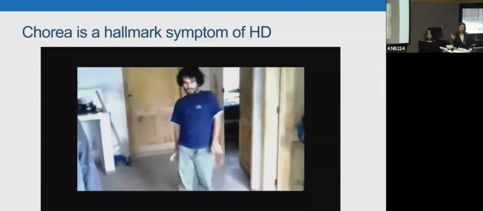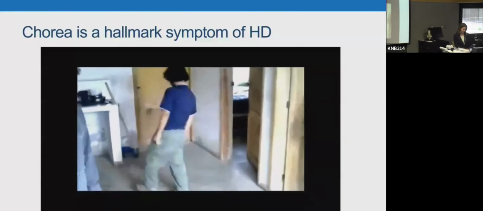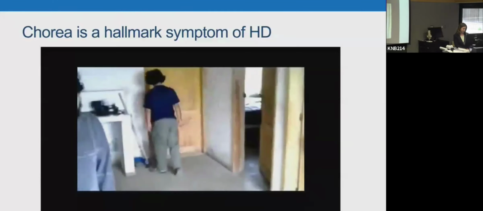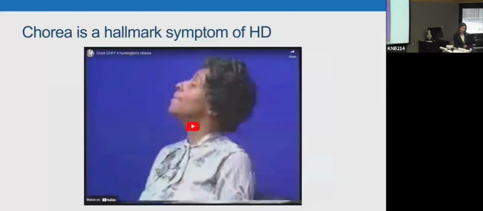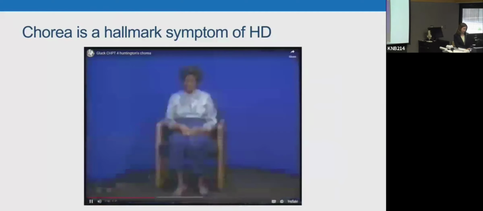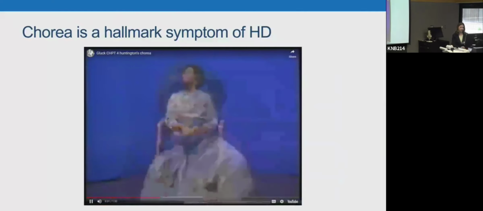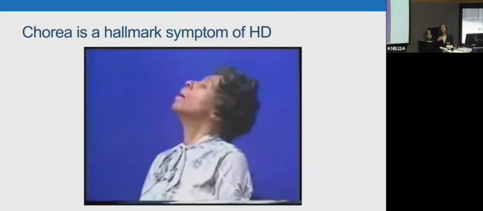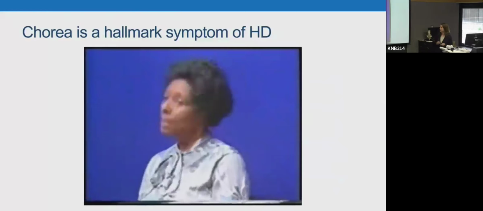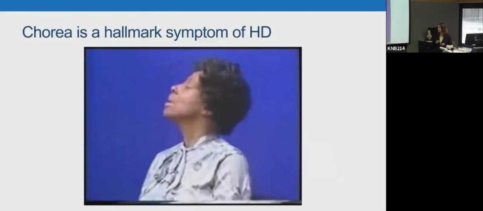You can see also these finger movements that are happening. And then chorea can also affect the face and the head and the neck very severely. So this is an example of a woman with Huntington's disease showing severe chorea symptoms in the face and these movements of the neck and the head and the tongue as well.